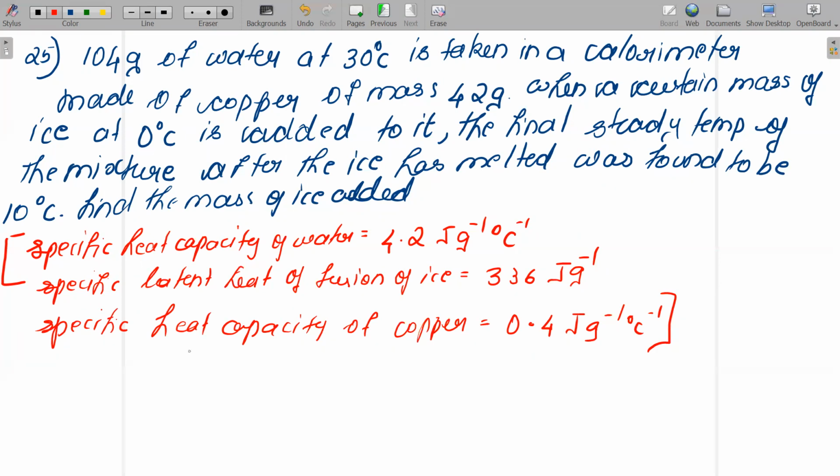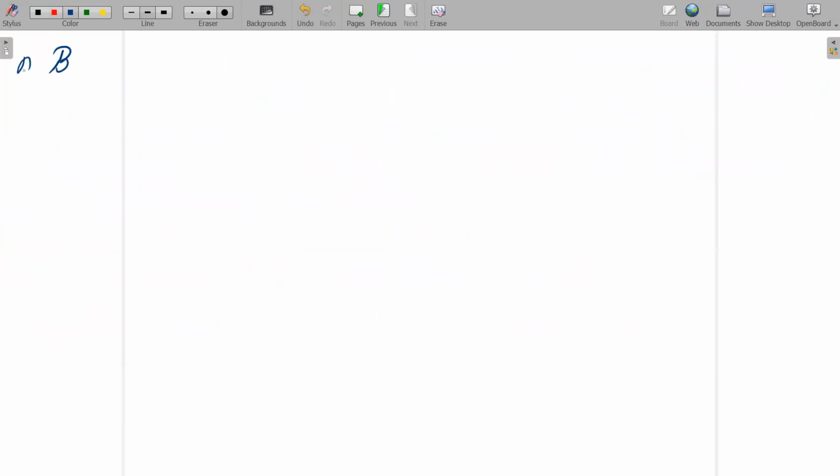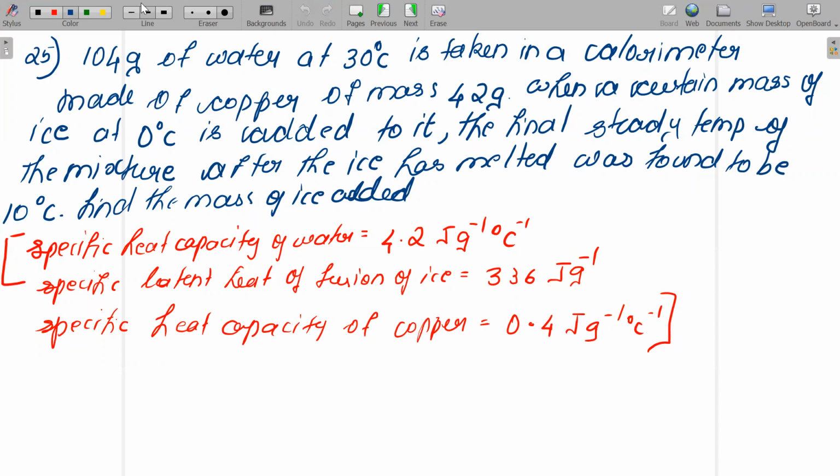Now you should find the mass of ice added. How can you find it, children? By the principle of mixtures, right? So what is the answer? How can you find the mass? By the principle of mixtures, that means by the principle of calorimetry only, right?